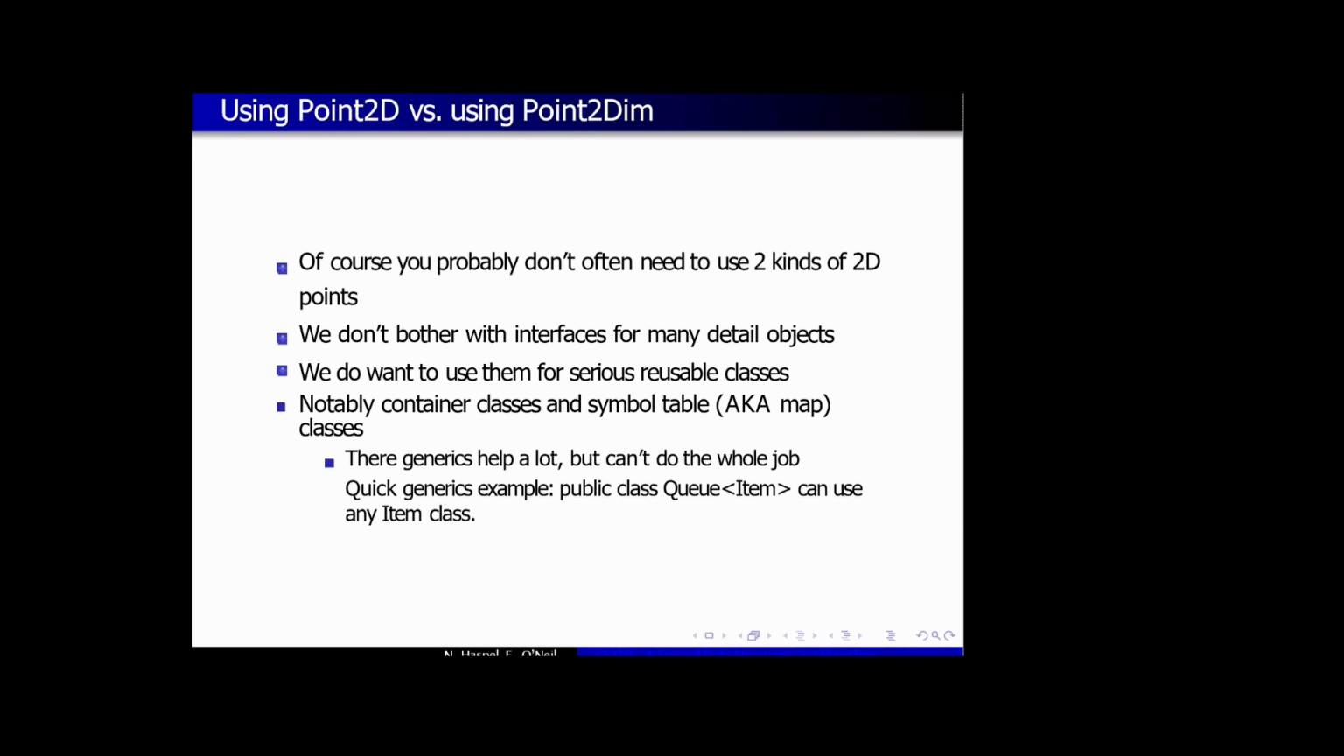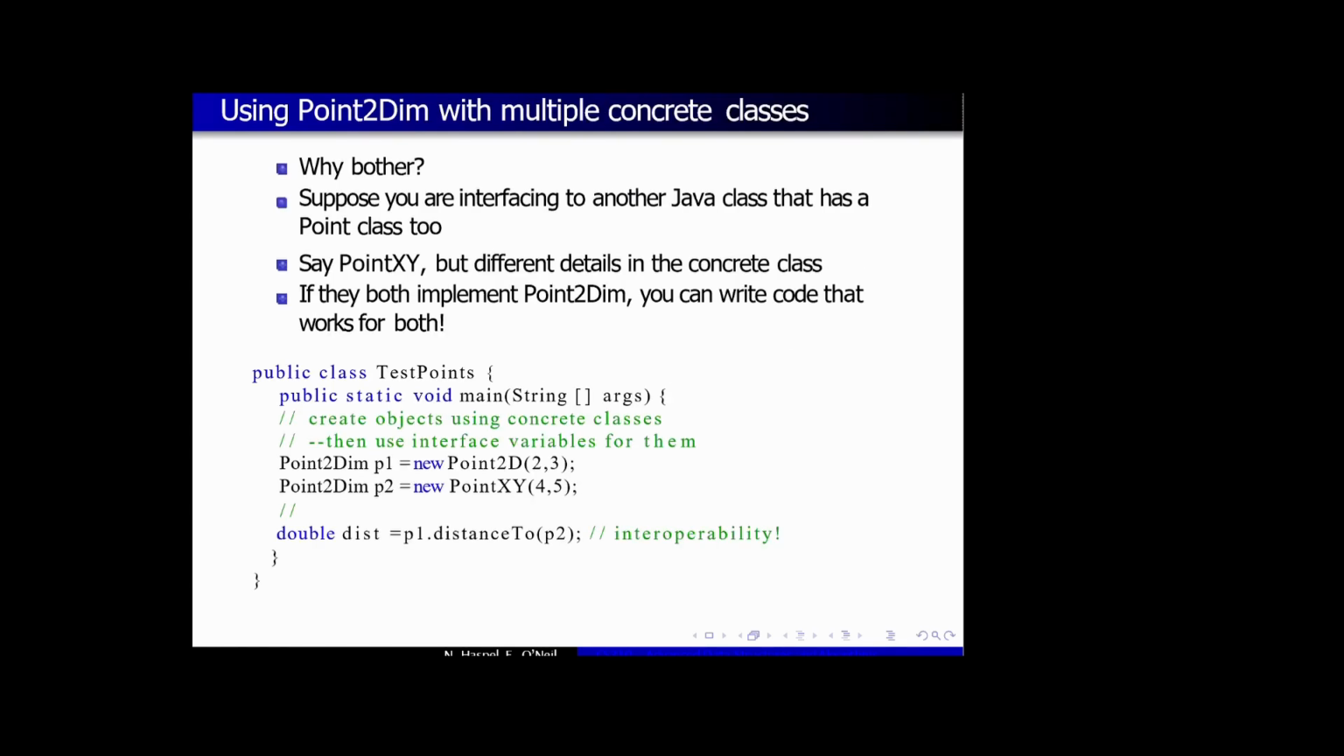Wait, but in this example, if one is in terms of r and theta and the other in terms of x and y, how then can you instantiate them as the same type of object? Well, let's go back to the code again. Whenever you need to create an object, you always have to go to the concrete class. That's the only way to do it.